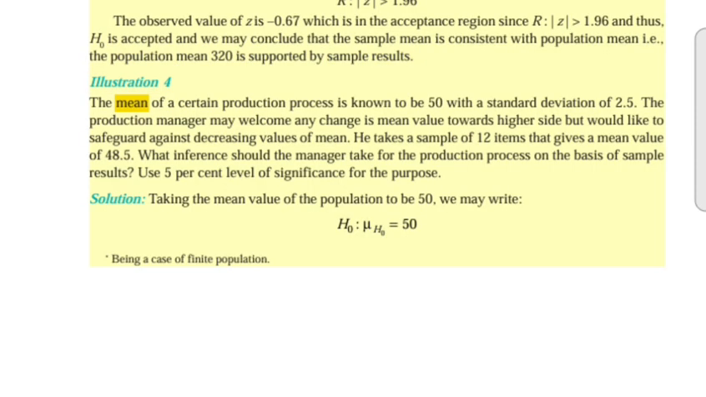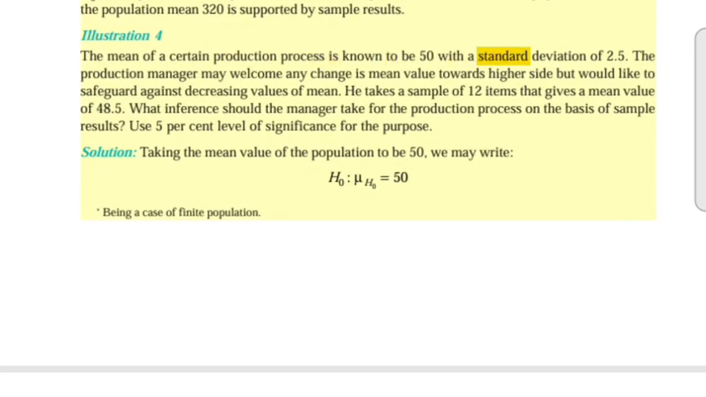Illustration 4. The mean of a certain production process is known to be 50 with a standard deviation of 2.5.